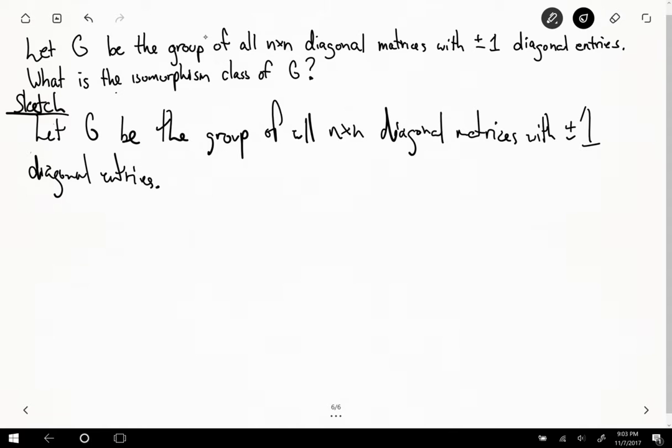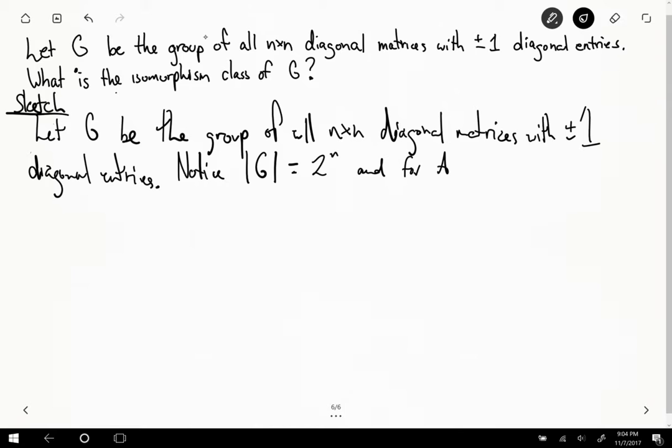Okay, so what can we do with this? Notice the order of G has to equal, well, you have 2 possibilities in the first position, 1,1. In row 2, column 2, you'd have 2 possibilities. In the third row, third column, you'd have 2 possibilities, and so on for each of those n. The multiplication principle tells us the order of G has to equal 2 to the n.